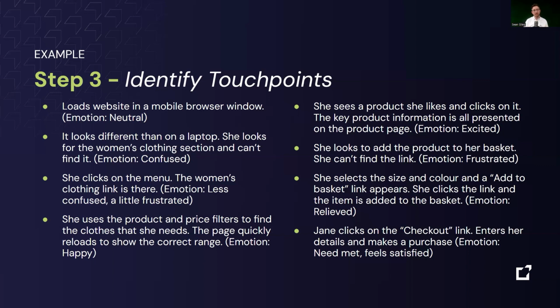Then she looks to add the product to a basket, but she can't find the link, so she feels frustrated here. She selects the size and color of the product, and then an add to basket link appears. She clicks the link, and the item is added to the basket, so she feels relieved. Then Jane clicks on the checkout, enters her details, and makes the purchase. So her needs have been met, and she feels satisfied.